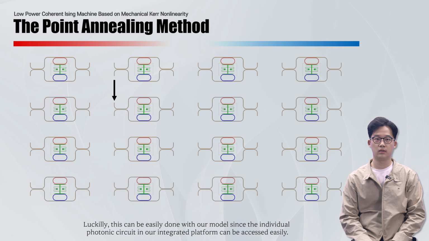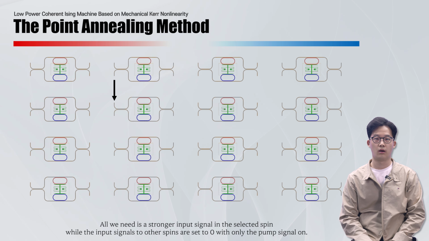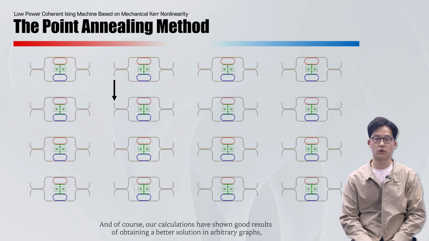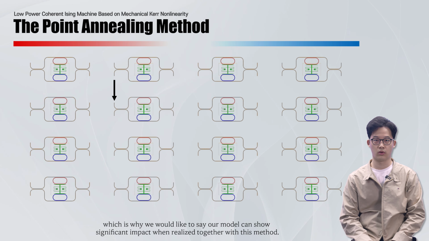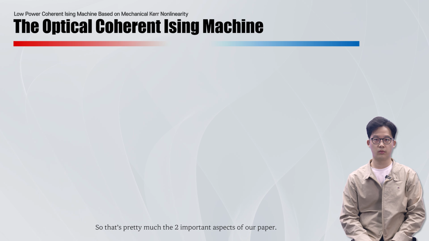Luckily, this can be easily done with our model since the individual photonic circuit in our integrated platform can be accessed easily. All we need is a stronger input signal in the selected spin, while the input signals to other spins are set to 0, with only the pump signal on. And of course, our calculations have shown good results of obtaining a better solution in arbitrary graphs, which is why we would like to say our model can show significant impact when realized together with this method. So that's pretty much the two important aspects of our paper.